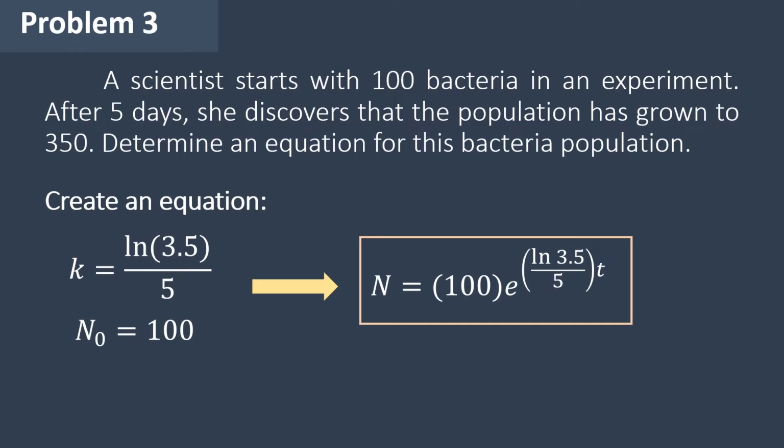Now, since equation yung hinihingi, we're going to substitute yung nakuha natin na value of k dun sa bagong equation natin. So, para makuha natin or ma-determine natin yung growth niya after 5 days, we need to use this formula. N is equal to 100 times e raised to the power of the natural logarithm of 3.5 divided by 5 times t. So, ito na yung equation na hinihingi ng problem. So, kung mapapansin ninyo, sinubstitute lang natin yung value ng k at value ng initial number of bacteria natin.